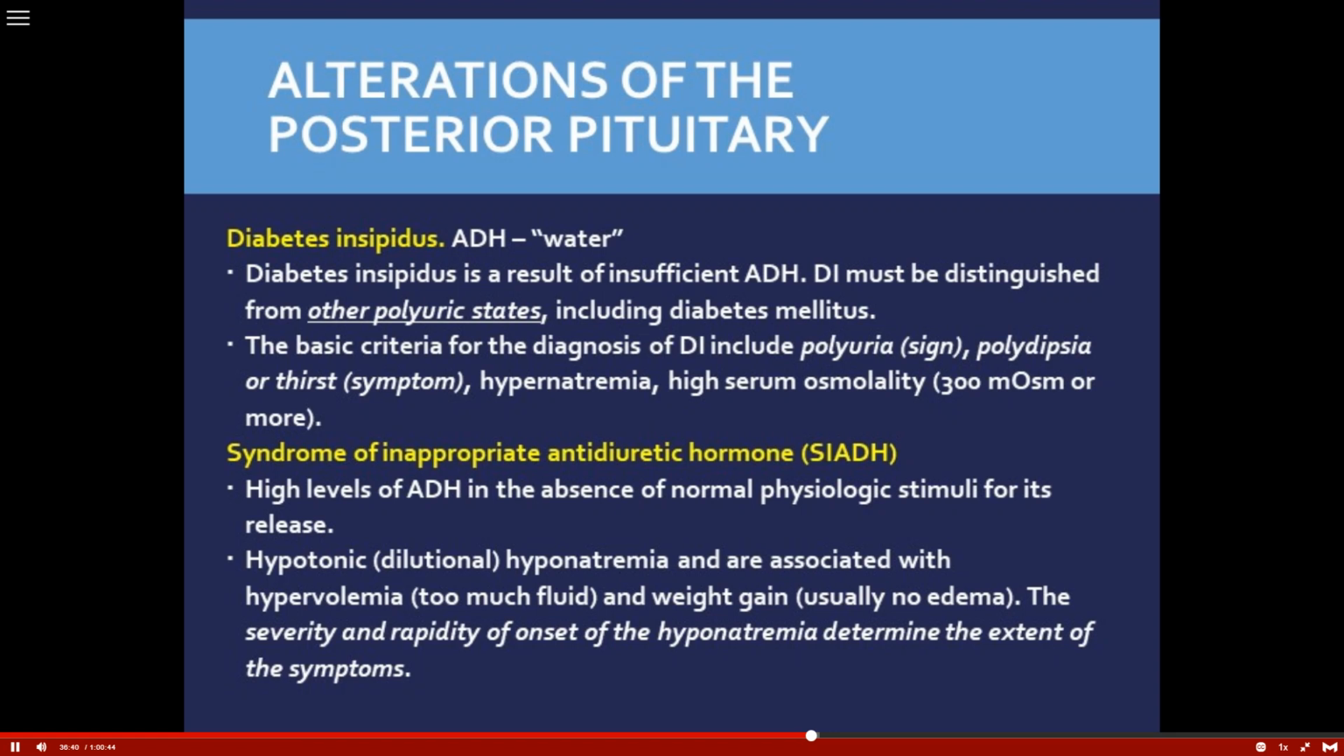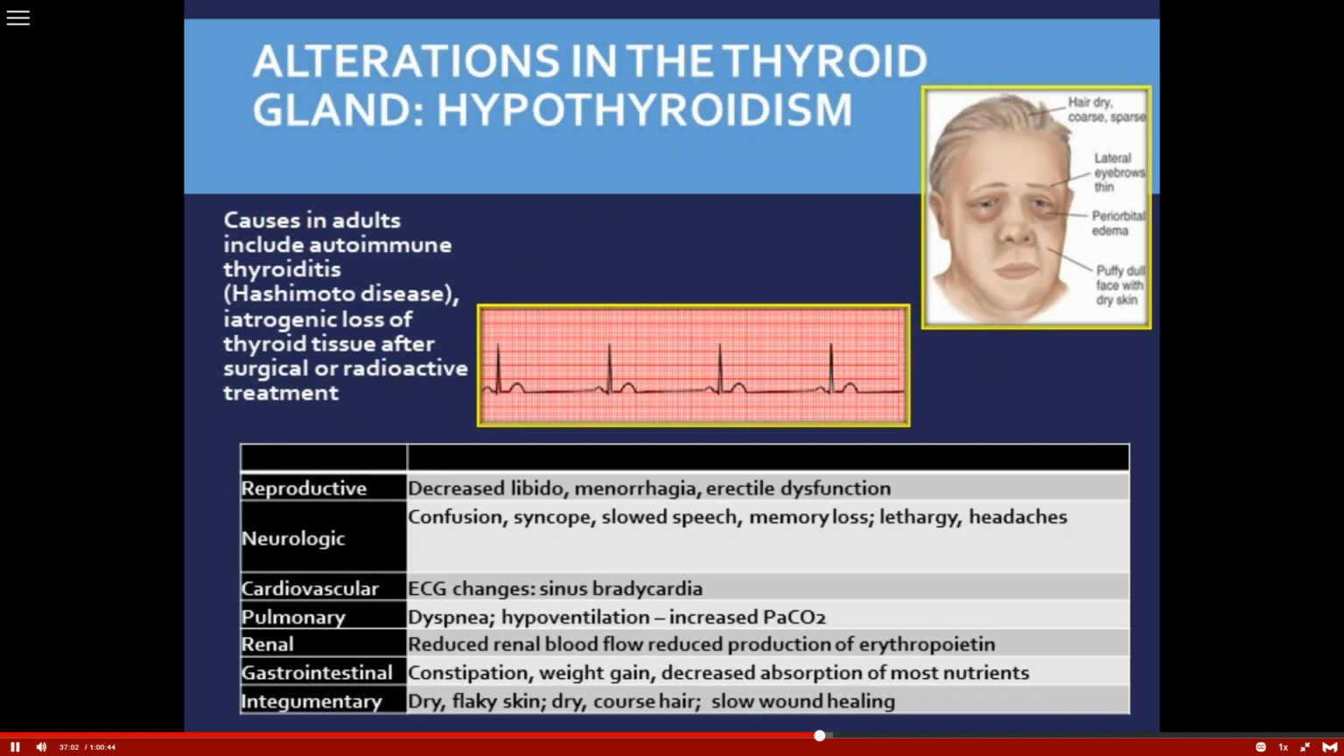It's dilutional hyponatremia, and it's associated because there's too much fluid. You're also going to see that weight gain, but you're usually not going to see any edema. And so the severity, of course, is going to be determined on how fast or how slow that hyponatremia sets in. So let's move on to the thyroid gland.